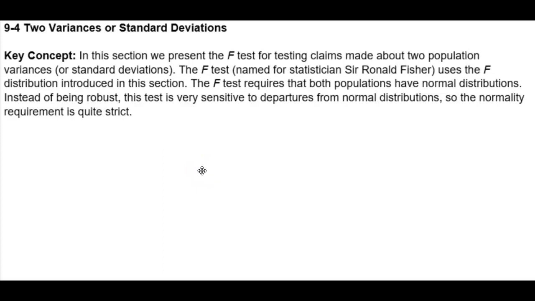The F-test requires that both populations have normal distributions. Instead of being robust, this test is very sensitive to departures from normal distributions, so the normality requirement is quite strict.